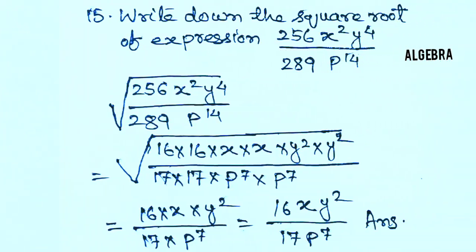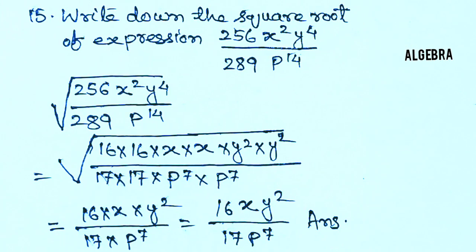15. Write down the square root of expression 256x square y to the power 4 by 289 p to the power 14. Square root 256x square y to the power 4 by 289 p to the power 14 is equal to square root 16 into 16 into x into y square by 17 into 17 into p to the power 7 into p to the power 7 is equal to 16 into x into y square by 17 into p to the power 7 is equal to 16x y square by 17 p to the power 7. Answer.